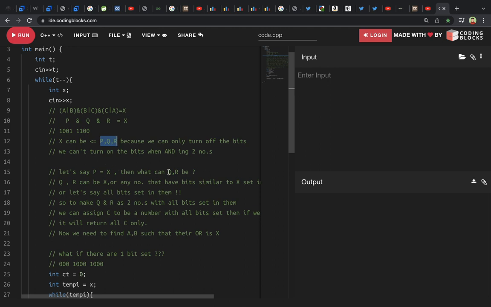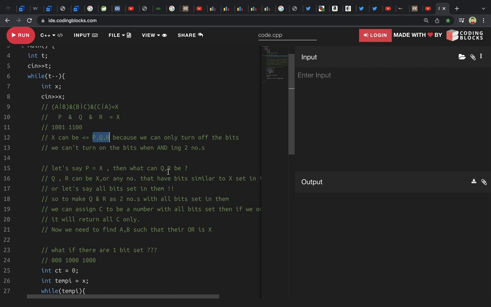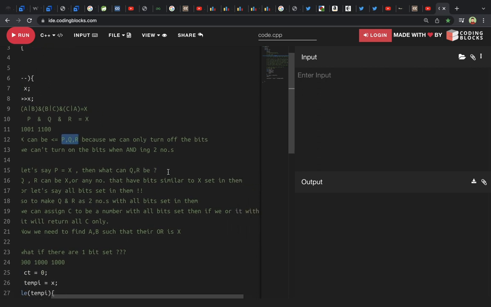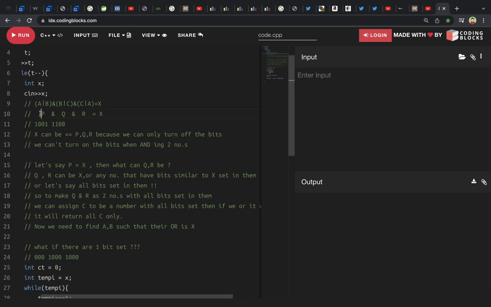Then what can q and r be, right? q and r can be x or any other number that has the bits of x set in them. Whatever bits are set in x should be set, only then can the AND of all three numbers be equal to x. So if p is x, then q and r should be x or any number that has more bits set in them than x. The bits set in x should be set, and plus there can be more bits set. So an efficient solution was to set all bits in them.